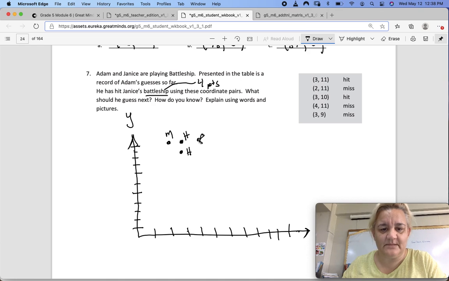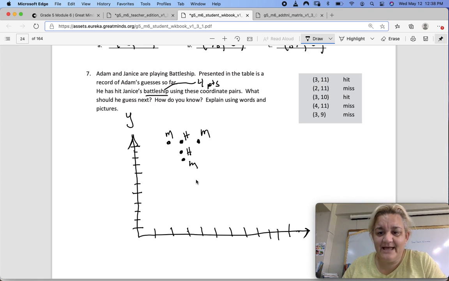(4, 11) here. Sometimes my line goes a little crazy. (4, 11) is here, and that was a miss. And (3, 9), right here, was a miss. Okay, there's only 2 possible answers here. (3, 9) was a miss, but (3, 10) and (3, 11) were hits.